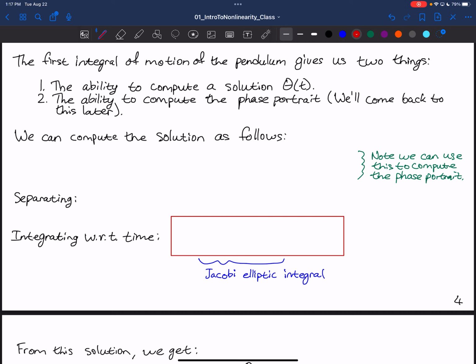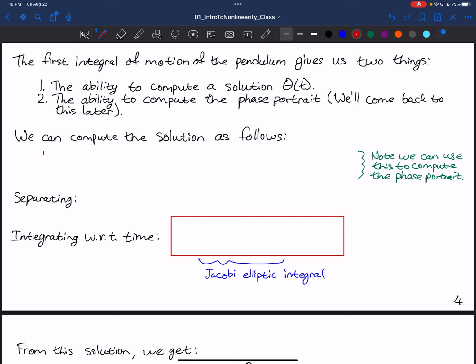The first is the ability to compute the solution phi, or theta of t, and the second is the ability to compute what's known as a phase portrait, and our second lecture is going to focus on phase portraits and phase space. For now, we're going to focus on how to compute a solution, and it's not going to be a pretty solution, but it's still a solution, is my point. Okay, so we're going to basically solve for theta dot.